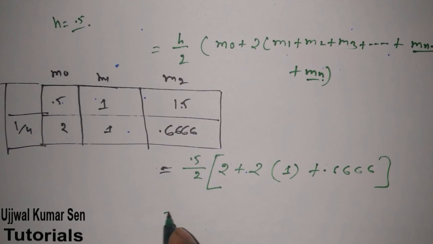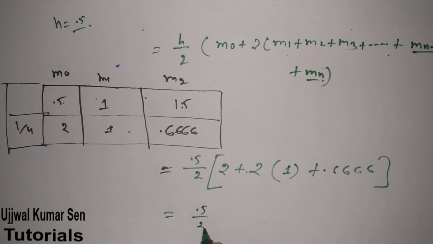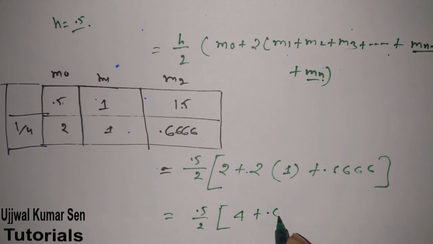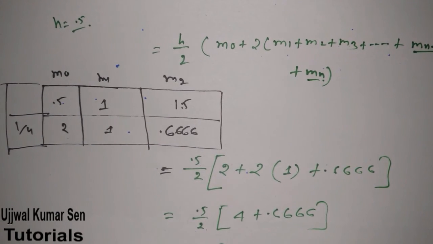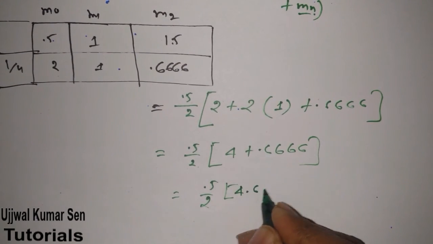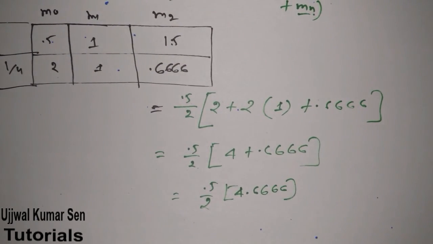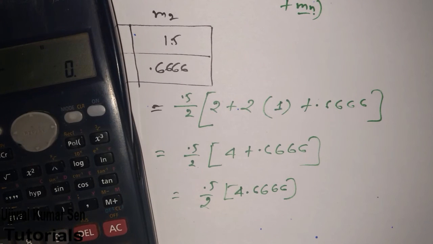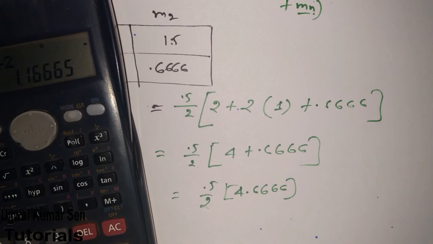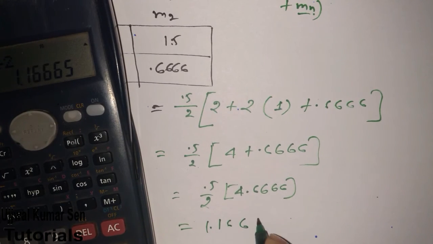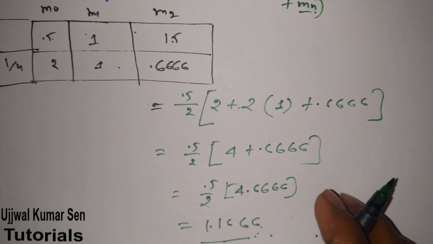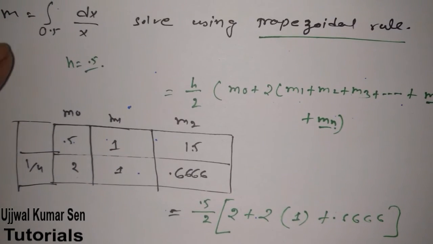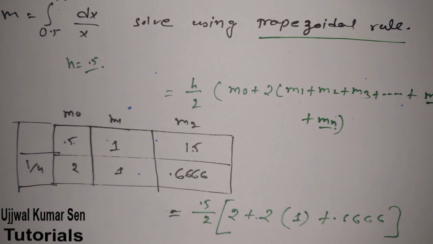Now the calculation. 2 plus 2 plus 0.6666 is 4.6666. Now we have to multiply 4.6666 by 0.5 and divide by 2, which is equal to 1.1666. So this is the answer for this integration by using the trapezoidal rule.